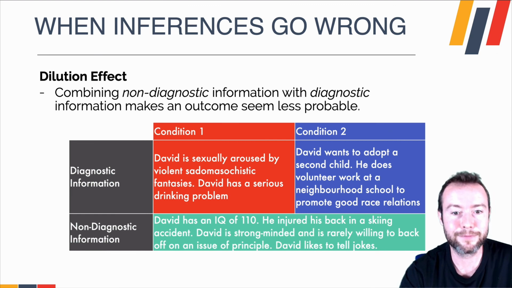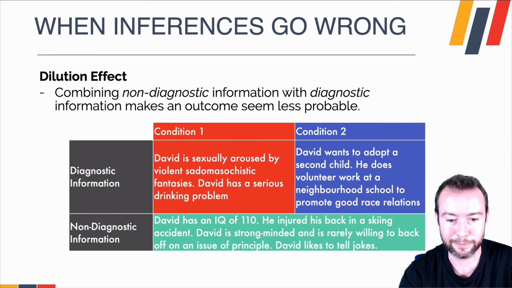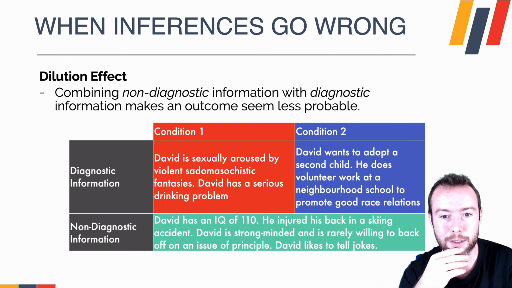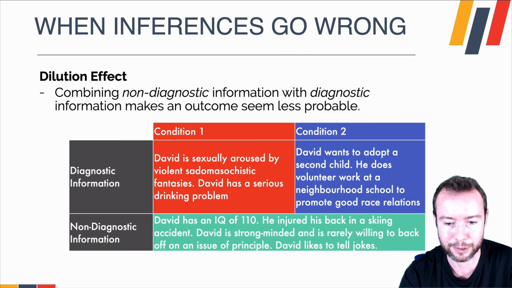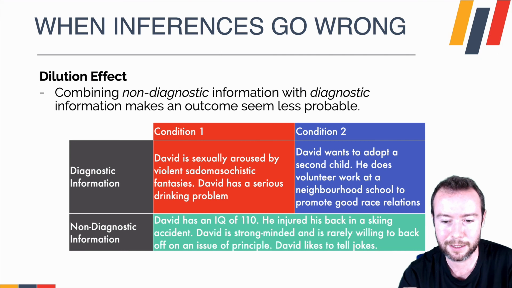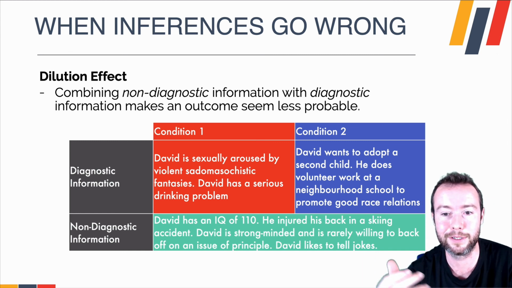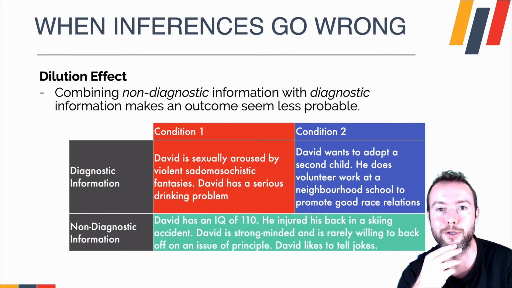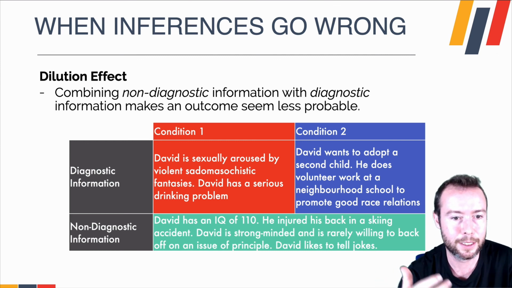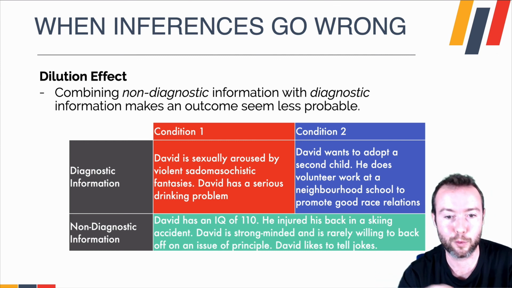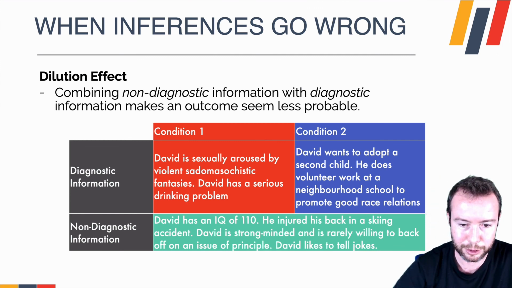Now, some participants were then given non-diagnostic information. So they'd be given, in supplement to what you've already been told, that David has an IQ of 110. He injured his back in a skiing accident. He's strong-minded and is rarely willing to back off on an issue of principle. David likes to tell jokes. So in theory, this should have little diagnostic bearing on the probability of him being a child abuser. And they then ask participants to rate on a scale of 1 to 10, how likely do you think it is that David is a child abuser?